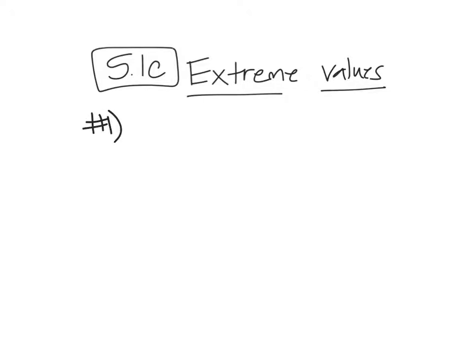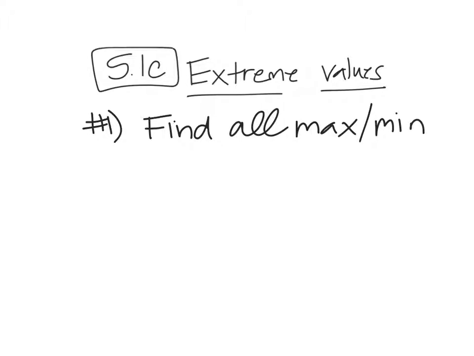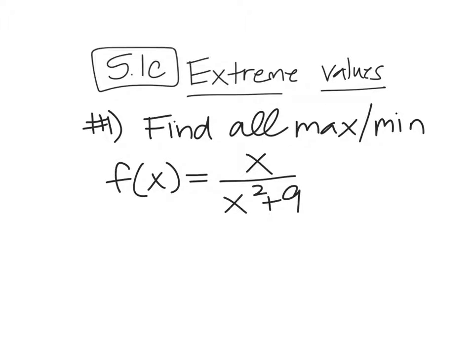All right, number 1. We're going to find all max and mins. So extrema is what they call it, extreme values. And here's the first function. Here we go. F of x is equal to x over x squared plus 9. Okay, so as you can see, it's not a polynomial. It's going to be a little bit harder than that. And we're going to find all of them.